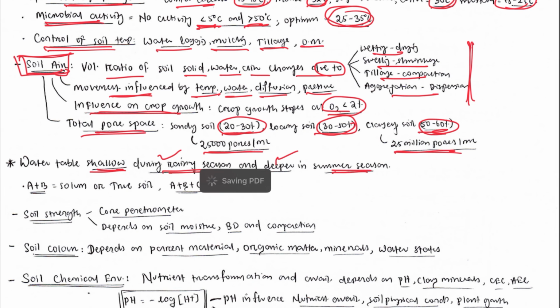In the soil profile there are different zones: O horizon, A horizon, B horizon, E horizon, C horizon, and R horizon. The A and B horizons together are called soil or true soil. The A plus B plus C horizons are called regolith, the unconsolidated material above the parent material.